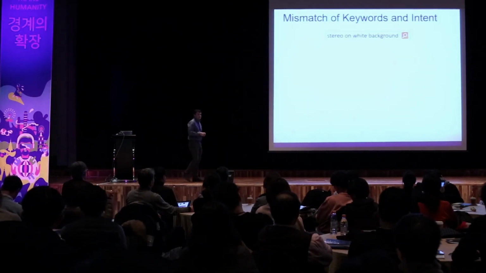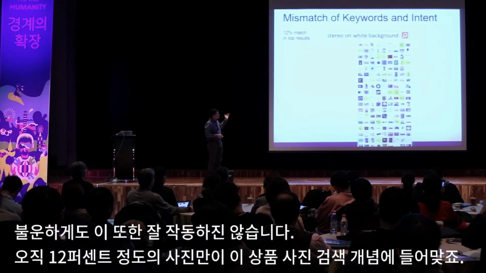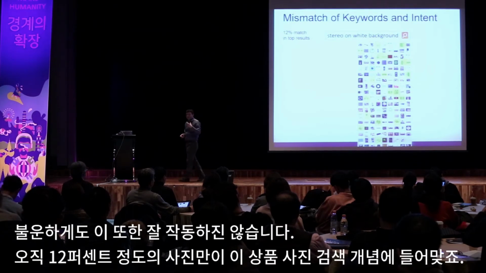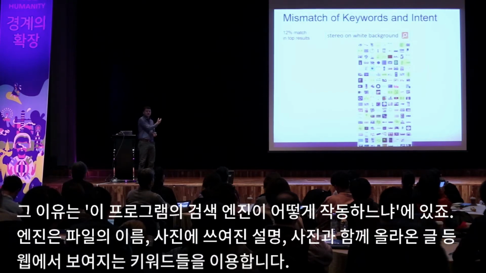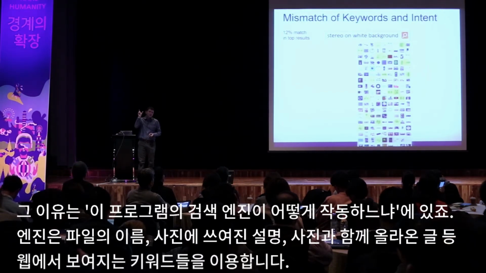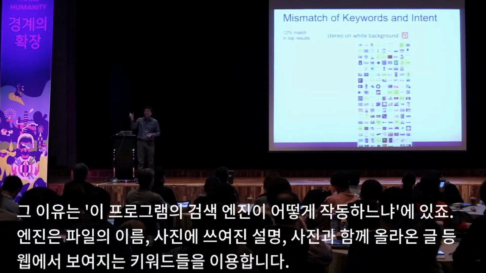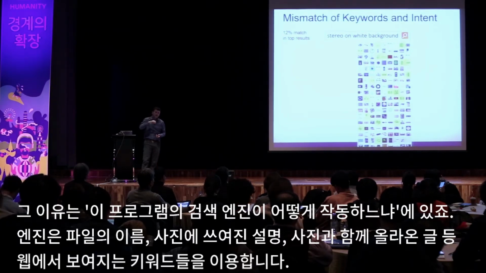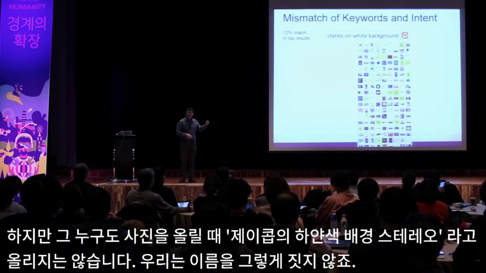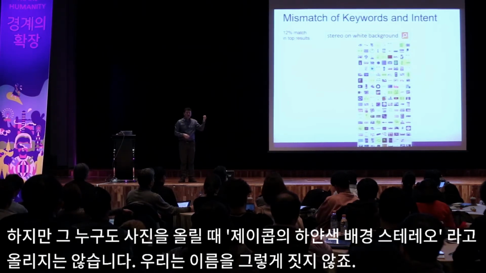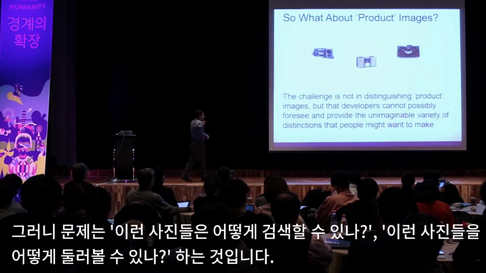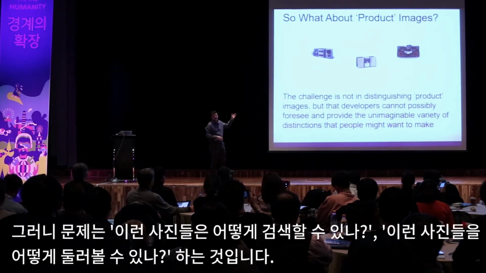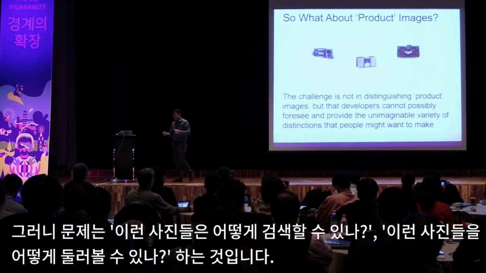So you might try searching for stereo on a white background, right? Unfortunately, this doesn't work either. And so only about 12% of these images are this product photo concept, right? And the reason is because of how all of these search engines work, right? So they use keywords that show up nearby in the web page. And so the name of the file, or a caption on the image, or text that's in a web page near where this image is displayed. And nobody puts a file on the internet and names it stereo on a white background.jpg, right? We just don't name things that. And so the problem is, how can I find these kinds of photos? How can I issue a search for these kinds of photos?